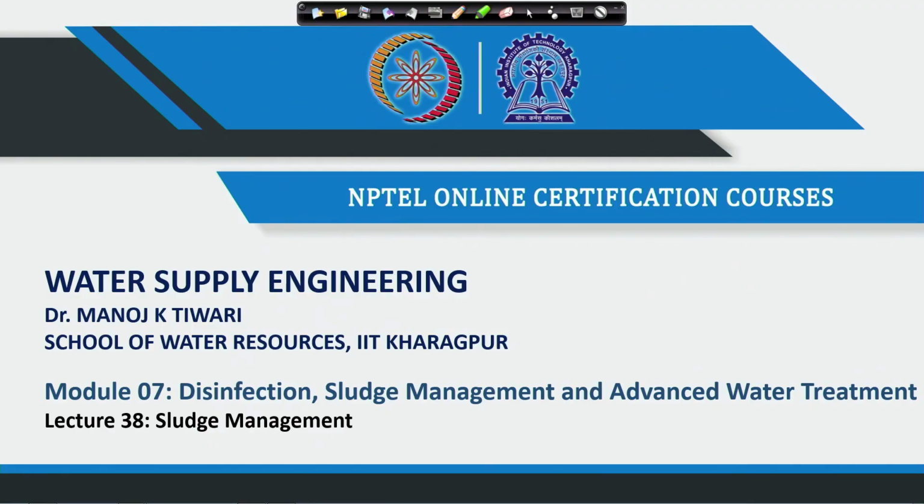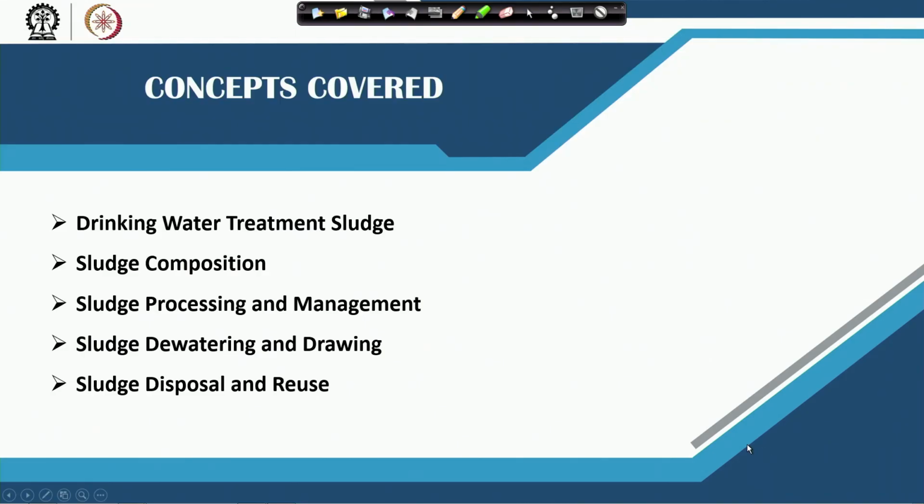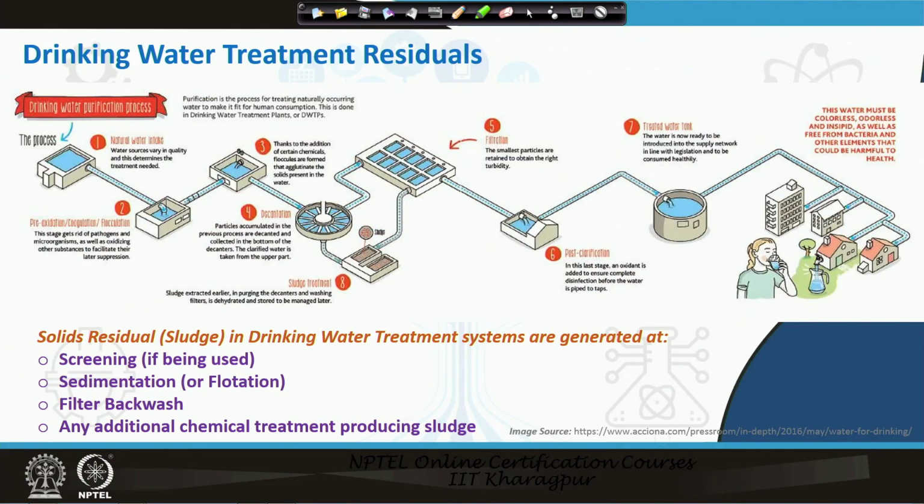Now we are going to discuss the sludge management aspect, which is also one of the components that in fact is produced during water treatment. So we will be talking about the drinking water treatment sludge, what its typical composition is, the processing and management of the sludge, then the steps that are usually taken like dewatering, drying and the thickening process, and then we will be talking about sludge disposal and reuse.